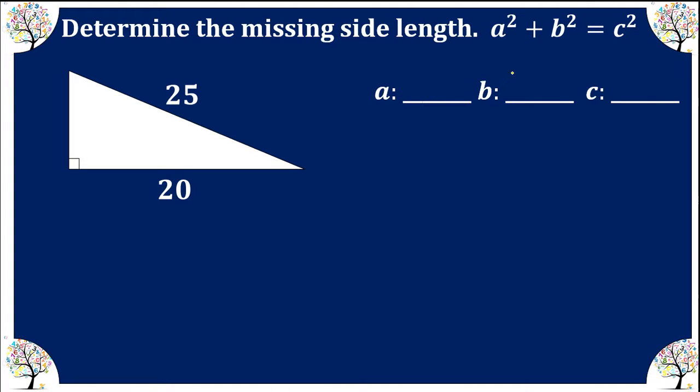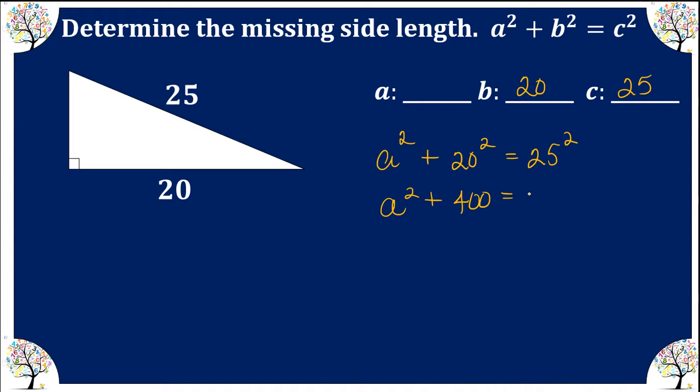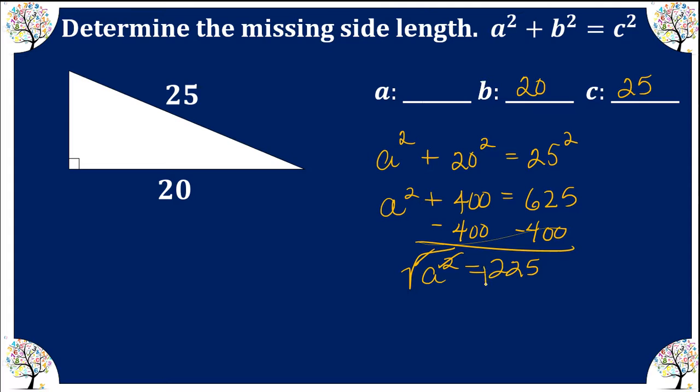Again, we don't know the leg A. We know B is 20 and our hypotenuse C is 25. We have A squared plus B squared equals C squared. We're solving for A, so we need to subtract out the 400 first. Then we take the square root of both sides, and our A value is 15. So this leg is 15 units.